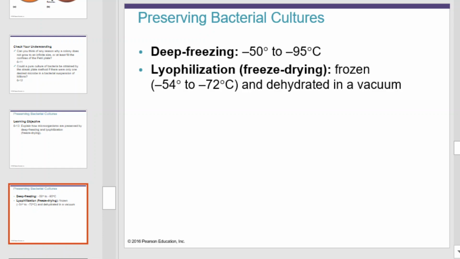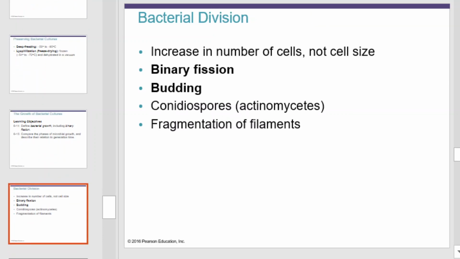The main difference between deep freezing and lyophilization is that vacuum environment. In deep freezing, the organisms would have to be kept cold until you're ready to use them. In lyophilization, they are freeze-dried. So once that freeze-drying process has occurred, then you can let them warm back up and they will not grow until water is added.